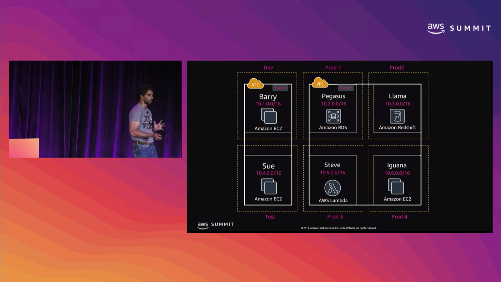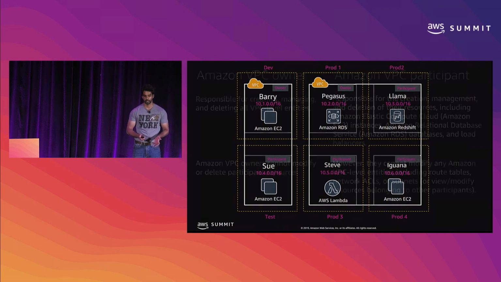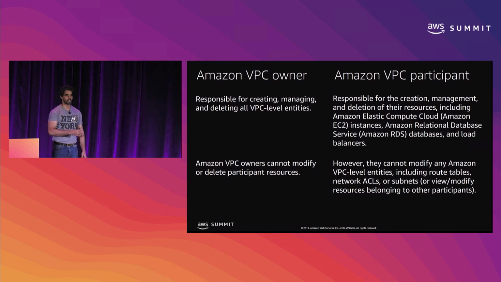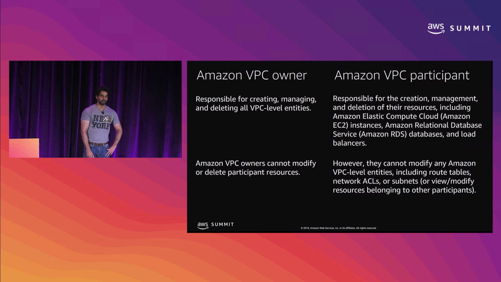Now, there are some terminologies which you need to understand when it comes to VPC sharing. We have the concept of owner and participant. The owner, very straightforward, is responsible for creating, managing, and deleting all VPC level constructs. So if you're creating subnets, routing, all of that is managed by the VPC owner. And the VPC participant is responsible for creating and managing the AWS resources, like EC2 instances, Redshift clusters, Lambda functions, all of that. The VPC owner cannot modify participant resources, and VPC participants cannot modify VPC level constructs.